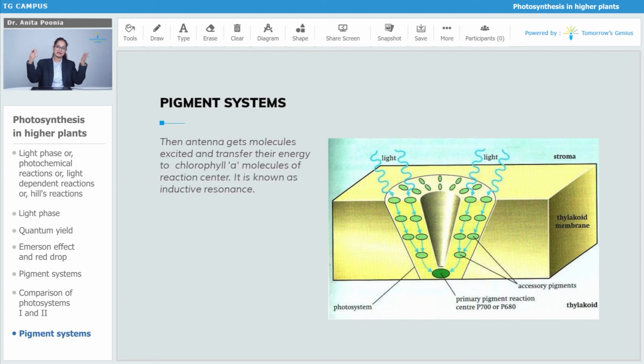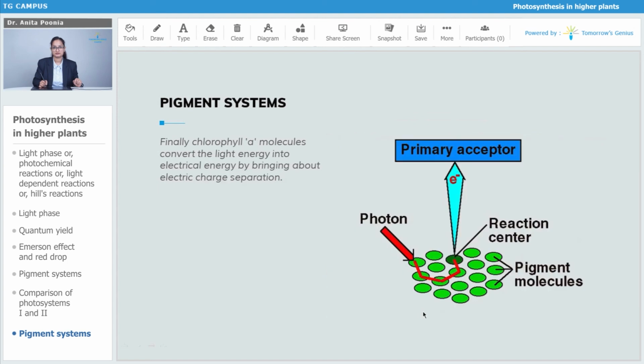So all the accessory pigments will collect the energy and then send it to the reaction center, which is known as inductive resonance. As you can see here, the light has been harvested and then passed on to the reaction center. Finally, the chlorophyll A molecule converts the light energy into electrical energy by bringing about electrical charge separation. Here you see photons, the reaction center, the pigment molecules, and the primary acceptor.